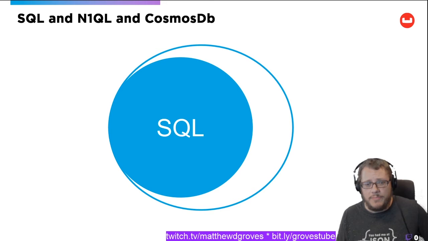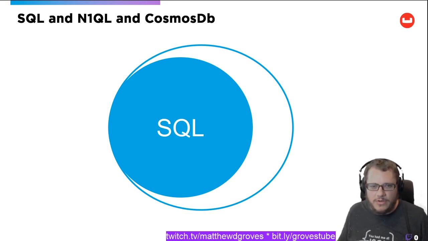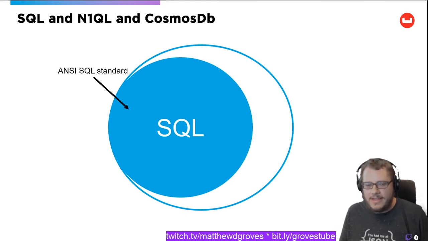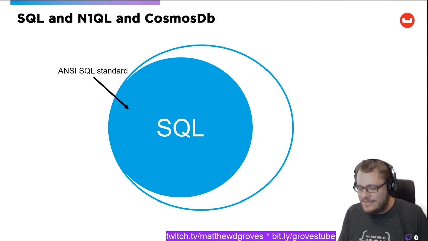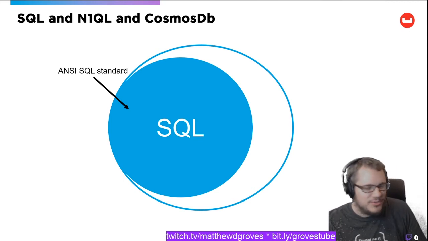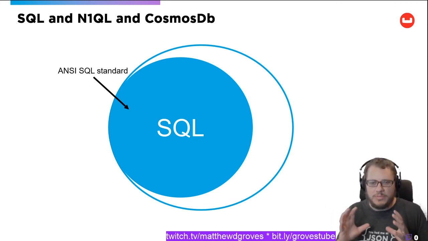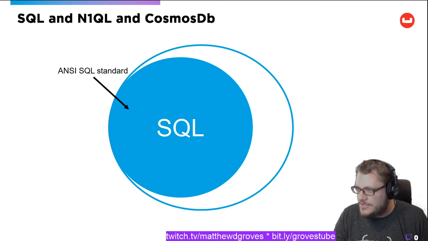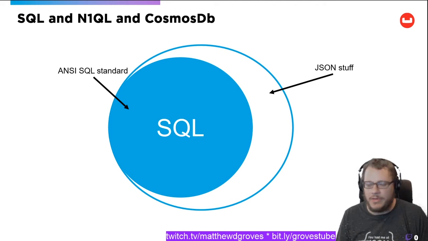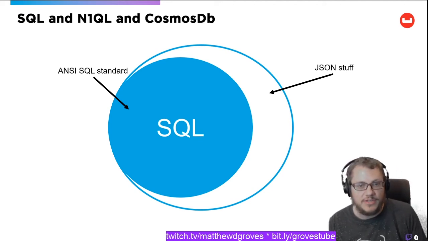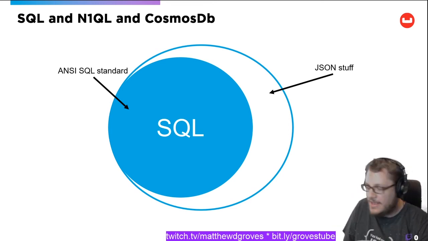And just to give you a bigger picture, I can't cover all the SQL syntax today, but I want to show you this diagram. Think of this big blue blob here as like an ANSI SQL standard. Which standard? That's a question for another day. Maybe it's 92, maybe it's 2016, whatever. But all the stuff you'd expect SQL to do is that big blue blob there. And then this larger blue circle contains a bunch of extra stuff you need to work with JSON, like arrays, nested objects and missing fields. And that's what N1QL is.